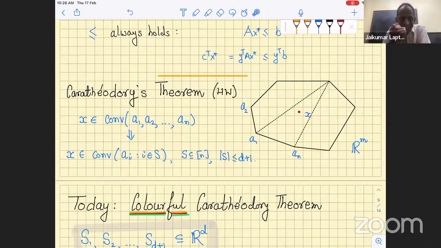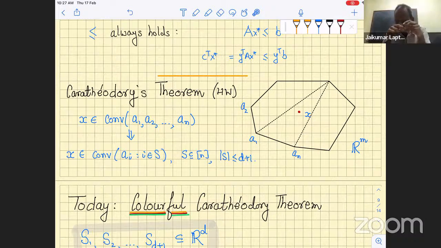Okay, so in the next about 25 minutes, I want to tell you a theorem of Tverberg. But if there are any questions about this part, we are finishing with duality. Are there any questions? Please ask.